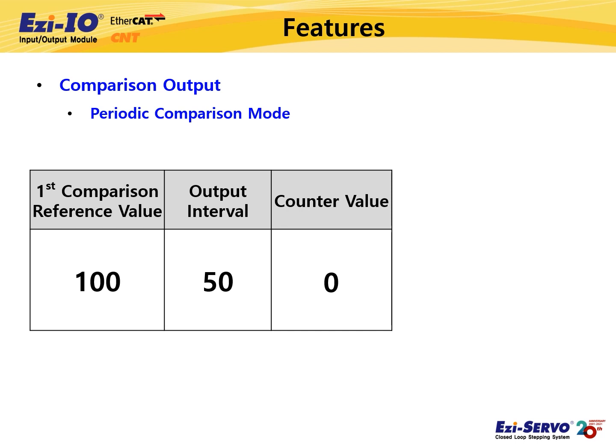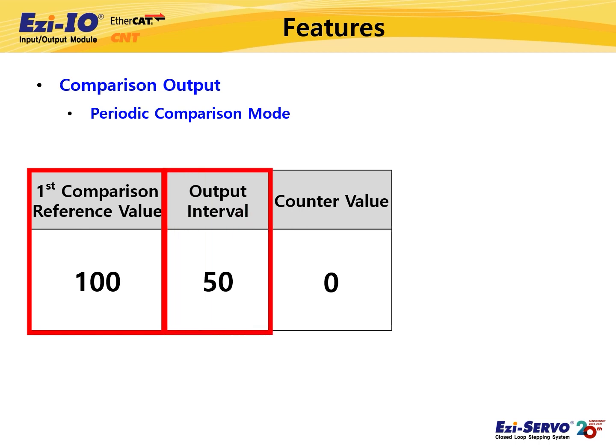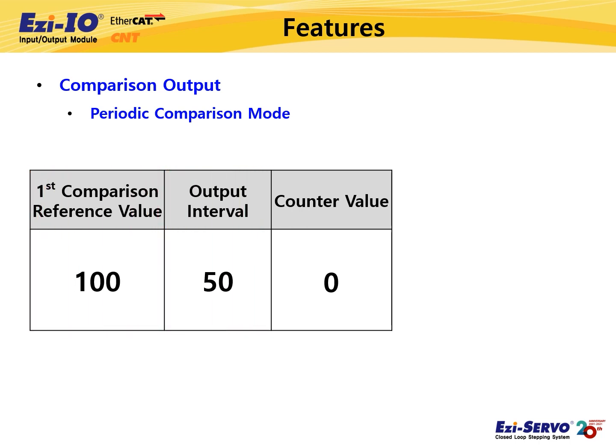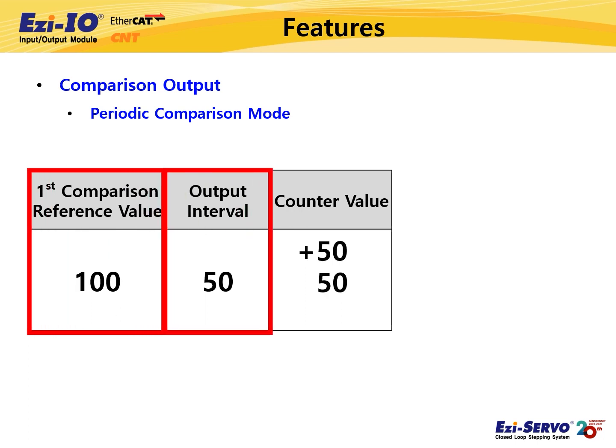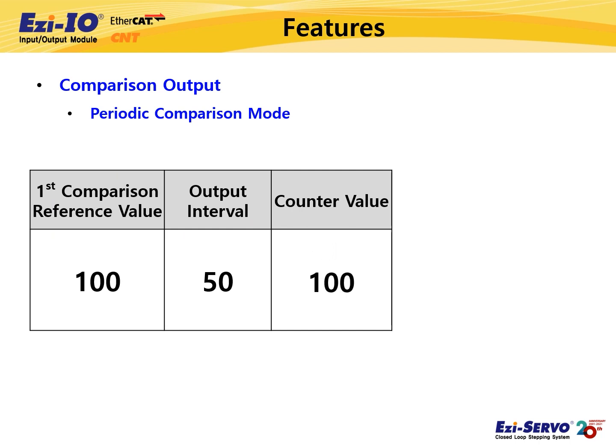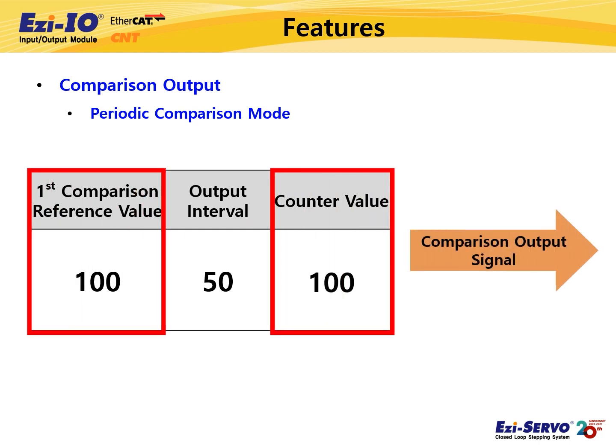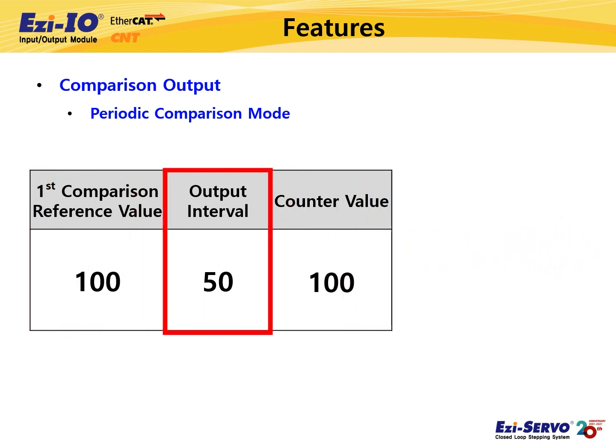In case of periodic comparison mode, you can set first comparison reference value and output interval. The first comparison output signal occurs when the counter value matches the first comparison reference value. For example, when the first comparison reference value is set as 100 and output interval is set as 50, the output signal occurs for the first time when the counter value is 100, and occurs in every 50 intervals.